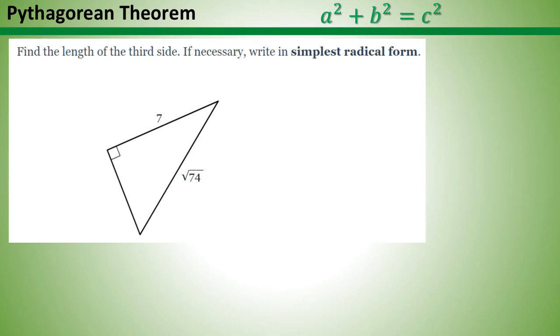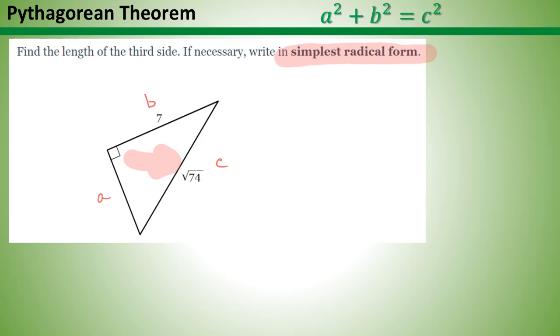All right, so this problem is pretty much the same thing as what we've been doing. Just notice that we have radicals now. And also it says to put your answer in simplest radical form. So we don't want to have a decimal here. We're gonna leave our answer as a radical. So let's use the Pythagorean Theorem here. So I know that this is C. I can call this A and this B.